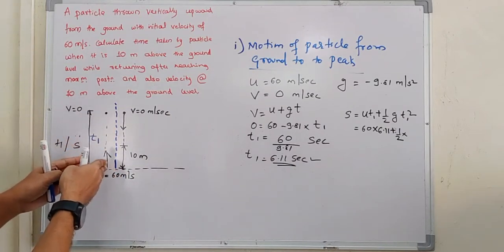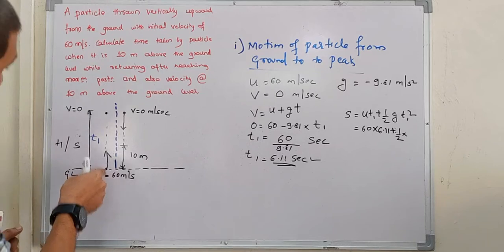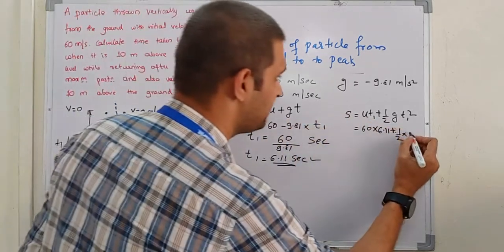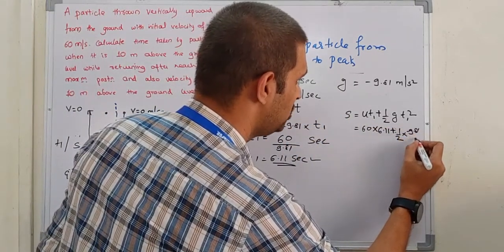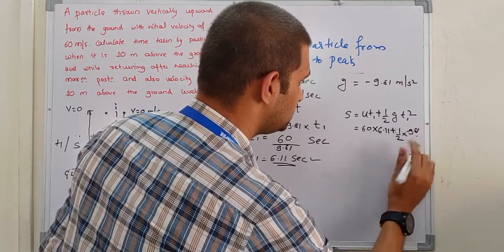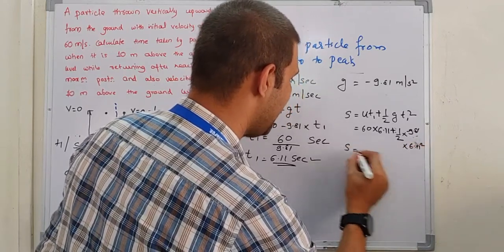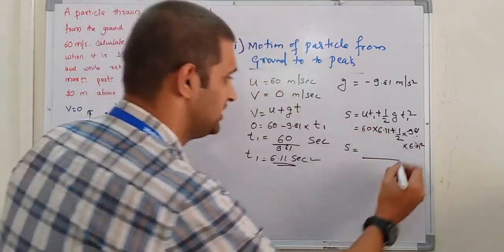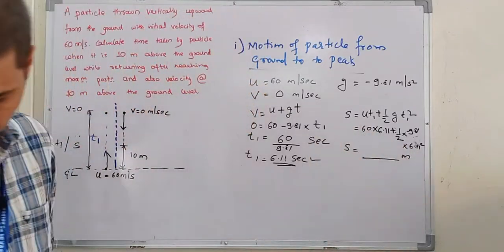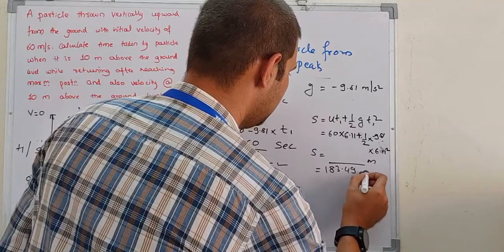We are looking at the portion where the particle is moving from the ground to the peak. Your G has to be minus 9.81 again into T, 6.11 square. So with that, quickly calculate the value of S and get the answer, which has to be in meters. Now check this answer, somewhere near 183.49 meters.